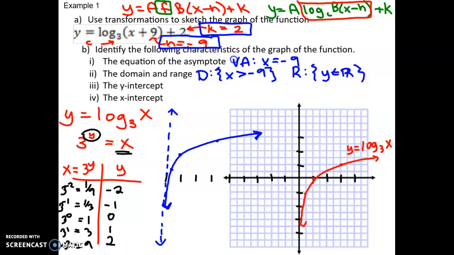Now here's where this gets tricky. The y-intercept and the x-intercept. It's not clear on this graph where my y-intercept is, but how can you always find a y-intercept? Plug in 0 for x, right? So to find a y-intercept, as always, we're going to set the x equal to 0.